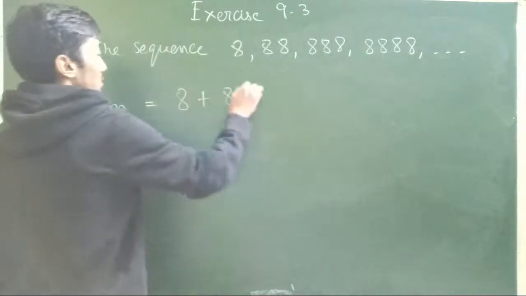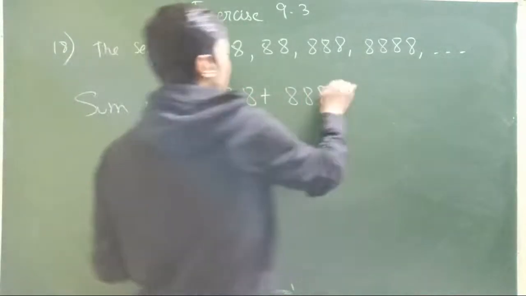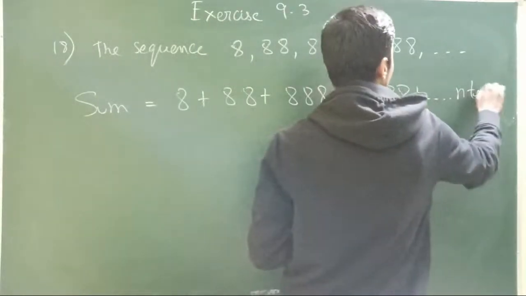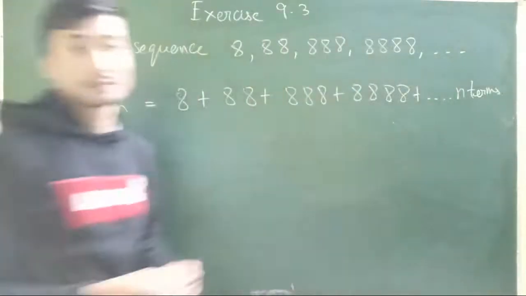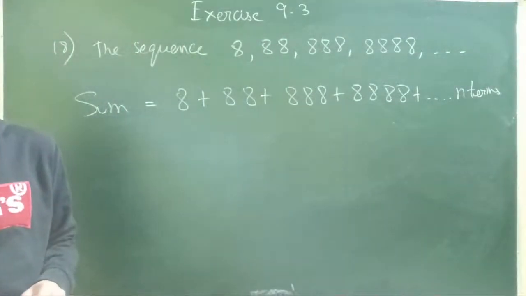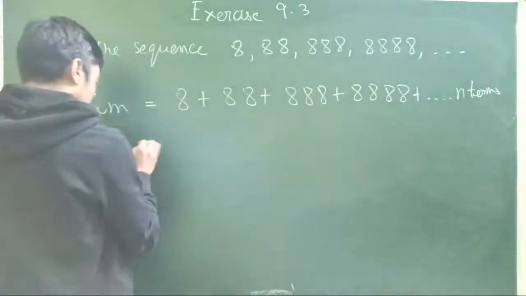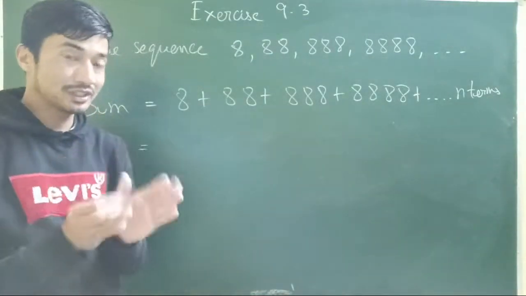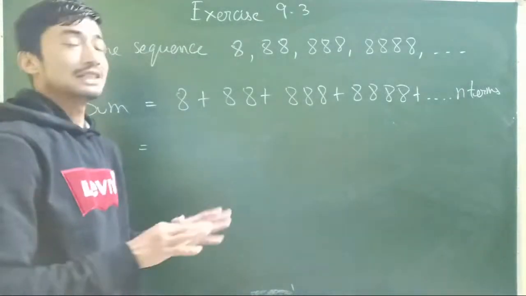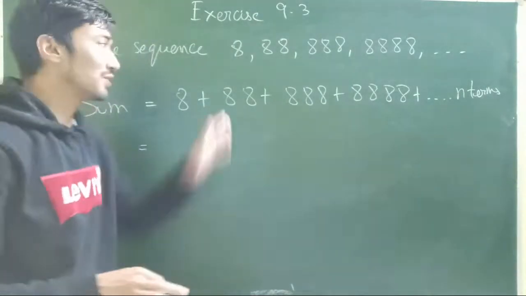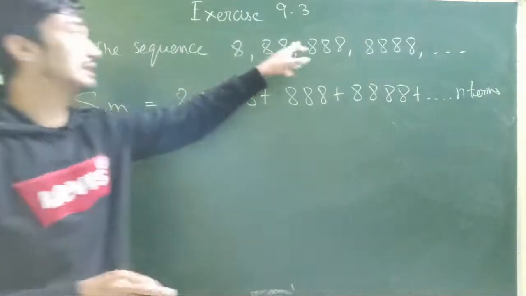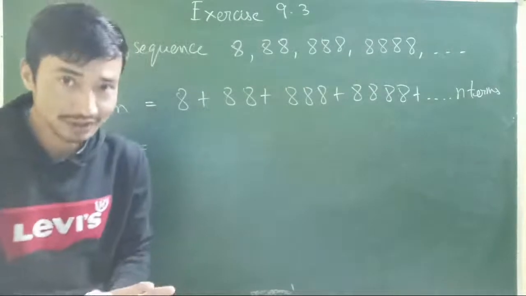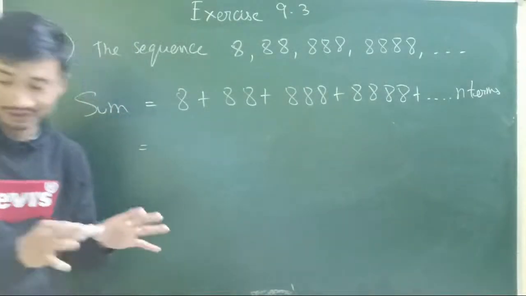So it becomes a series: 8 plus 88 plus 888 plus, up to n terms. Now, let's begin. For all this common type of questions, you will do it the same way. So maybe after this exercise, after this video, you can try to change it to 7, 77, 777 or 444 and try it again. You will understand whether you've got the feel or the concept or not.